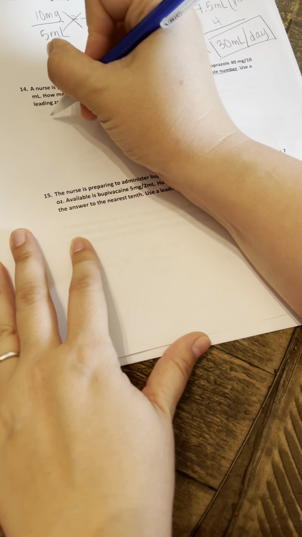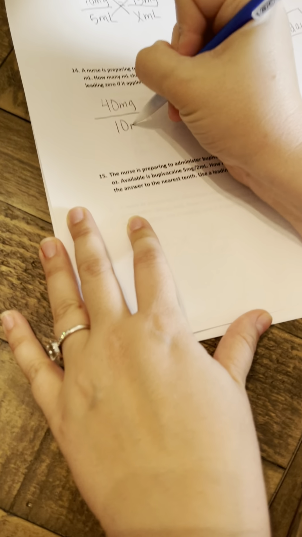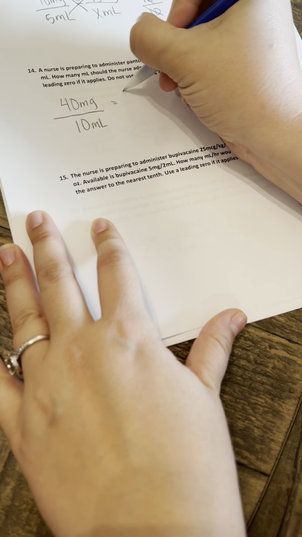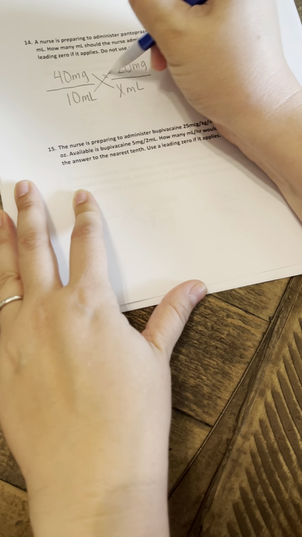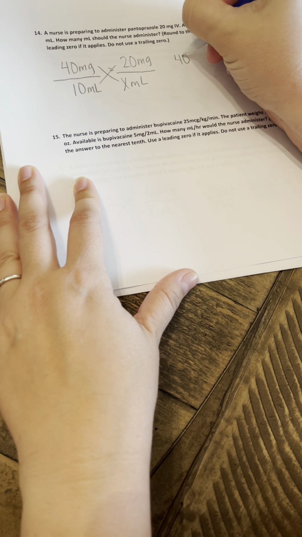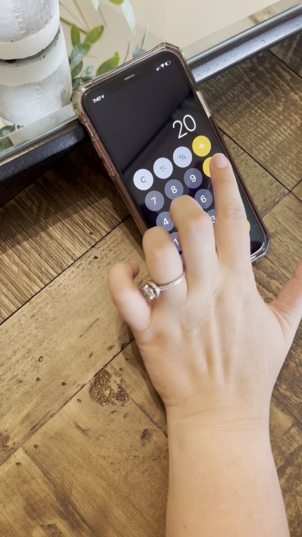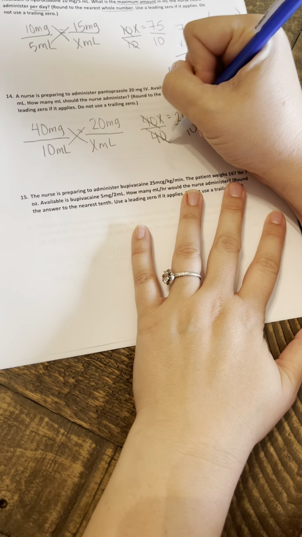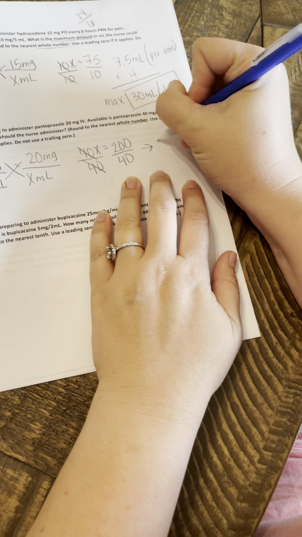So 40 milligrams, we're setting up what we have available in 10 mLs. And we need 20 milligrams is how many mLs? Cross multiply, 40x equals 20 times 10. I don't trust even my simplest math, so I just always check. 200. Divide each side by 40. And 200 divided by 40 is 5 mLs.